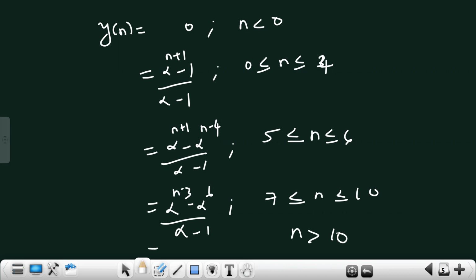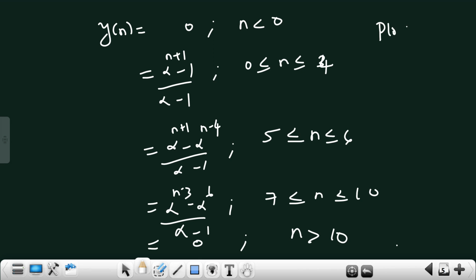You can check. There won't be any signals which is common in those duration. So n greater than 10, it is 0. So this is the final answer for y of n. But there is one more question in that given. The second part of the question, you need to plot y of n for what alpha?